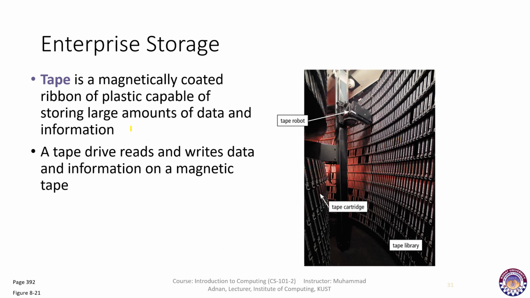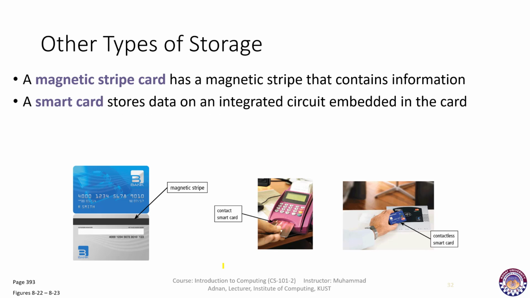And then we have tapes. Tape is a magnetically coated ribbon of plastic capable of storing a large amount of data and information. A tape drive reads and writes data and information on magnetic tape. So you can see we have a tape room or a large tape library, and these are tape cartridges, and this is a tape reader where individual tapes are taken out and read, and the data is further moved to the RAM or to the processor.